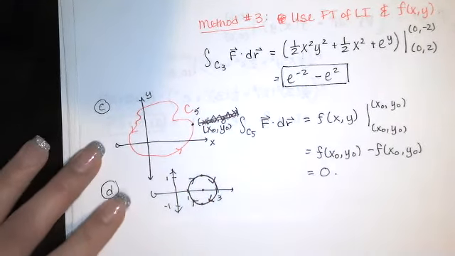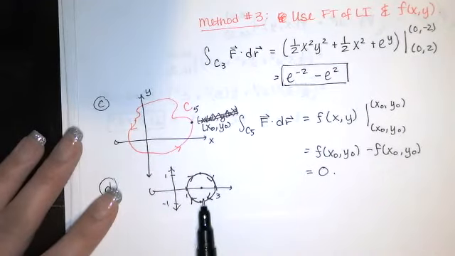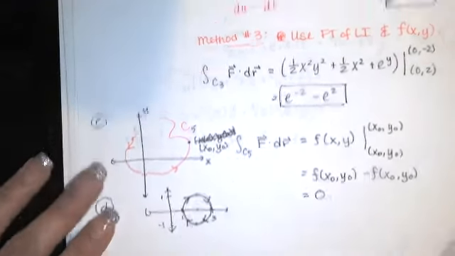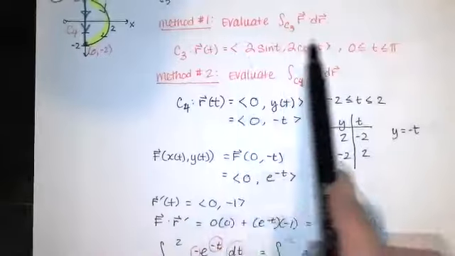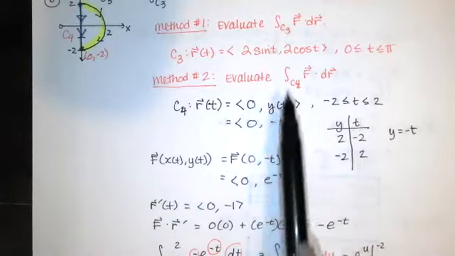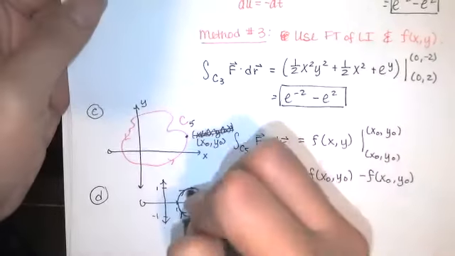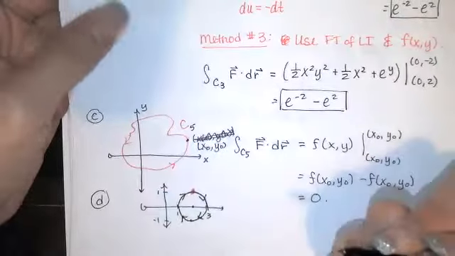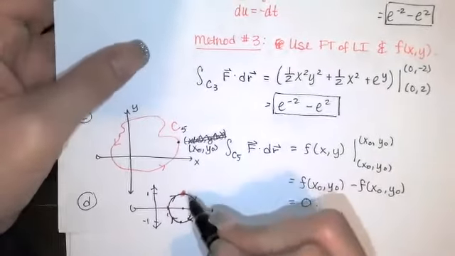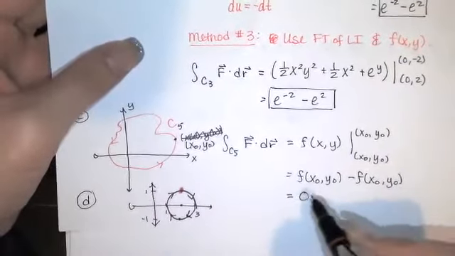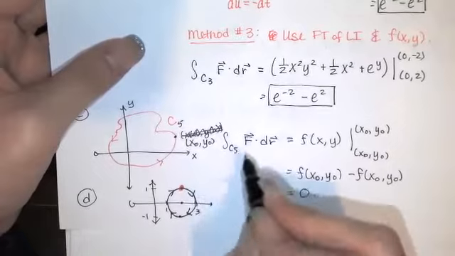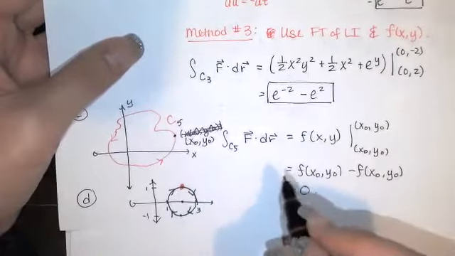Now I could come up with a piecewise smooth parameterization of that circle. I could, and I could basically do what I did here with a slightly more complicated parameterization. But it's closed, guys. We could say we start and stop at this place. Since the start point and the end point are the same, we're going to get 0. So if your field is conservative, you're going to get 0.